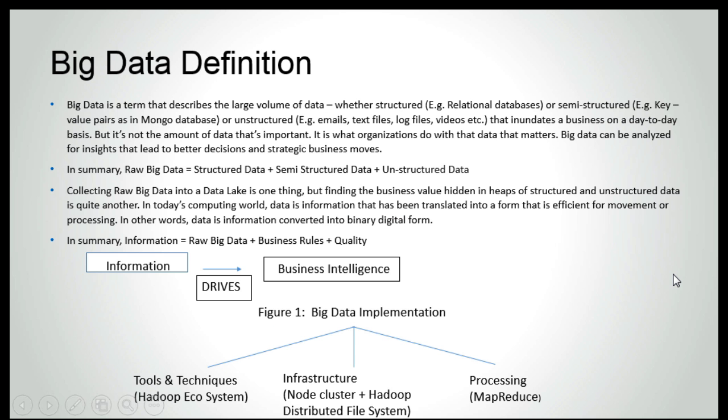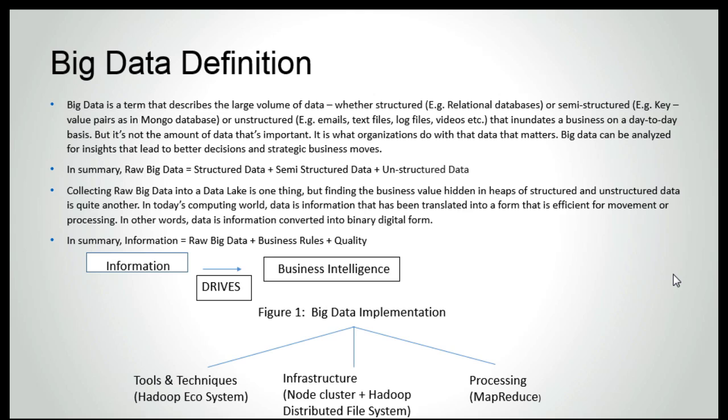The next slide is on big data definition. It is important to understand what big data is. This is a term loosely used to define structured data, as we would find in relational databases, semi-structured data, as we would find in key value pairs, for example, in the Mongo database, or unstructured data, as we would find in emails, text files, log files, videos, etc. Now, this kind of data inundates the business on a day-to-day basis.